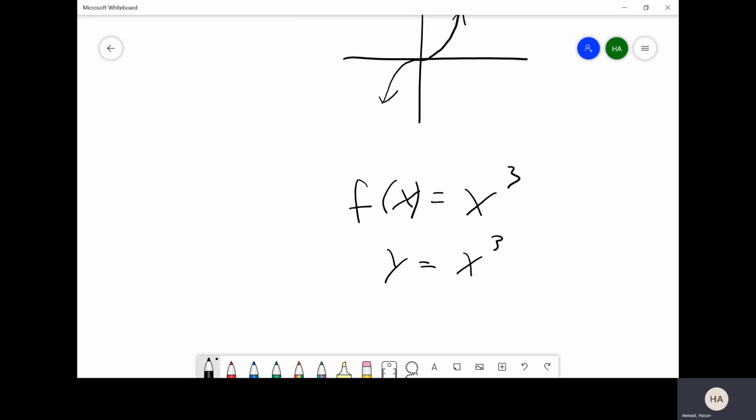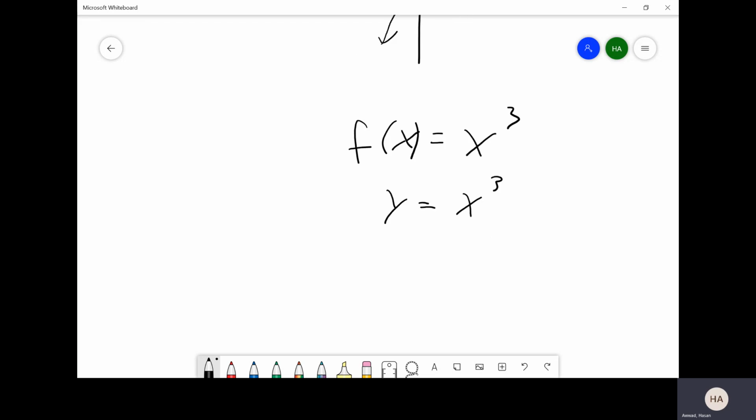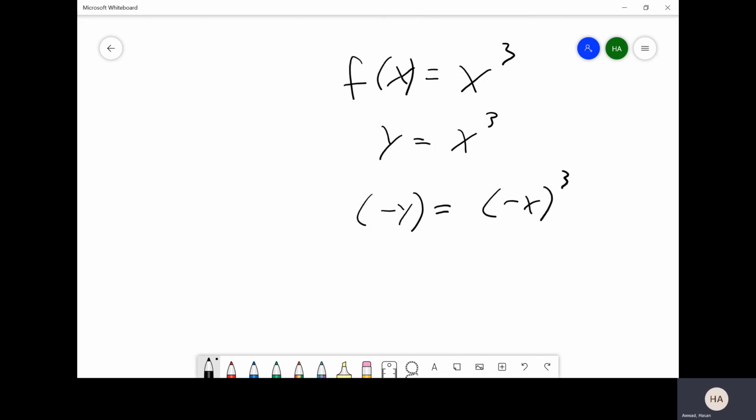We know that something is symmetric about the origin when we plug in the negative versions of both y and x, and we end up with the same equation. So let's go ahead and test that real quick. Let's plug in for y, we're now going to have a negative y, and for x, we're now going to have negative x cubed. Well, negative y, there's no simplification to be done, right? It's just going to be negative y, and negative x cubed.